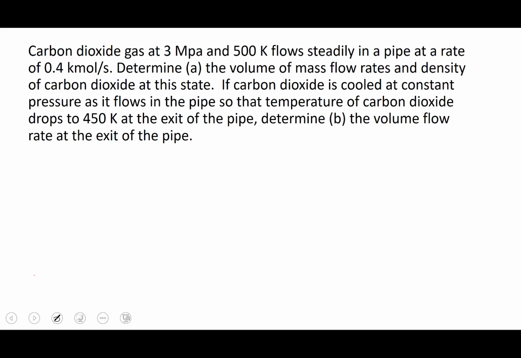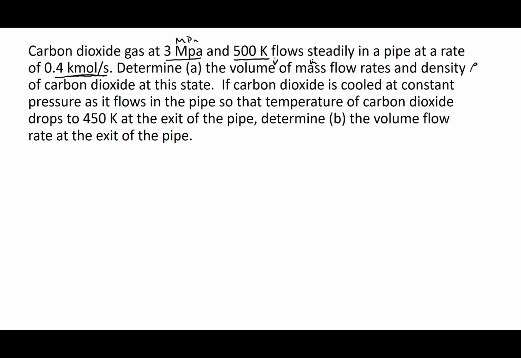In this problem, it tells us that we have carbon dioxide gas at 3 megapascals and 500 K, and that it's flowing steadily in a pipe at a rate of 0.4 kilomoles per second. It says determine the volume of mass flow rates and density of carbon dioxide at this state. So we're determining the mass flow rate, which is m dot, the density, which is rho, and the volumetric flow rate, which is v dot.